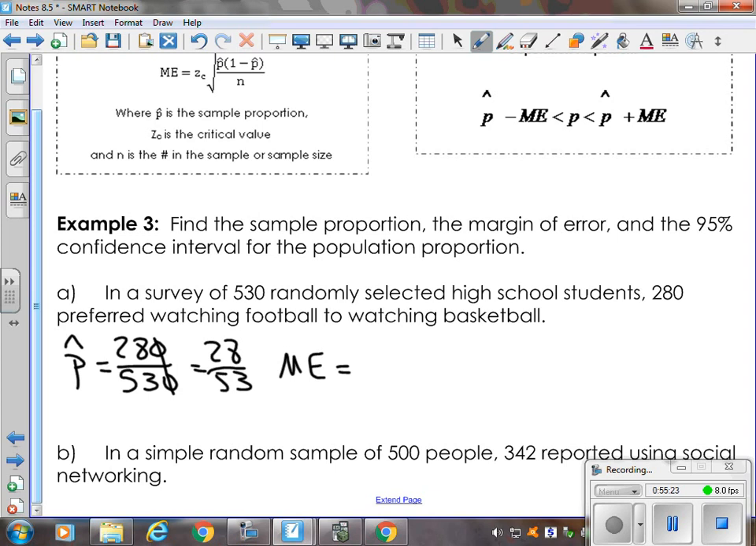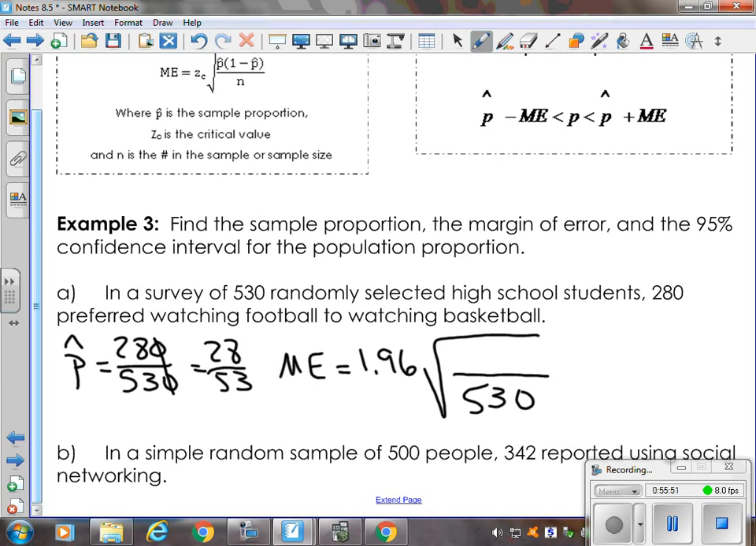I want my margin of error to have a confidence interval for Z that is 95. So that's the number that I've asked you to memorize, which is 1.96. Then we're going to take the square root. Now, what's the bottom number for N? How many people did I talk to? 530. It's always whatever the bottom number on your original problem was.